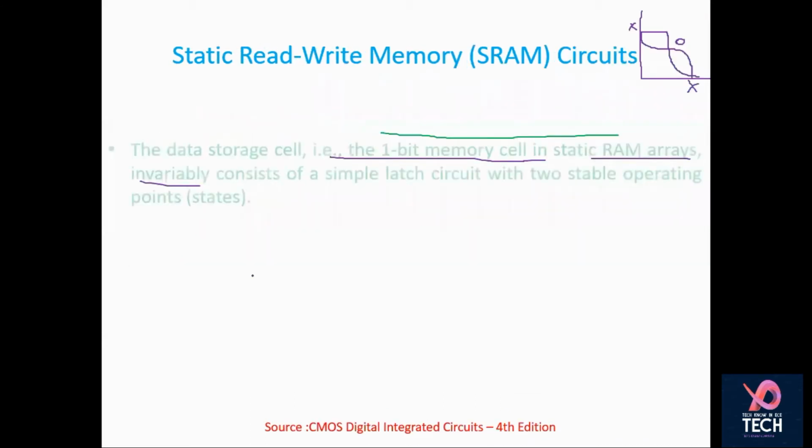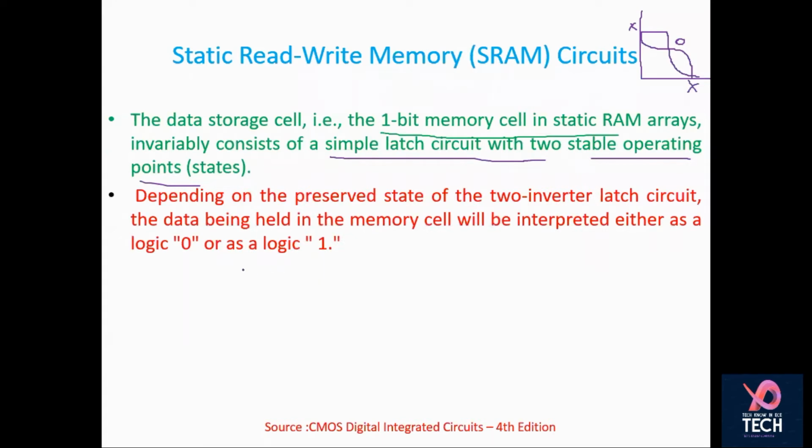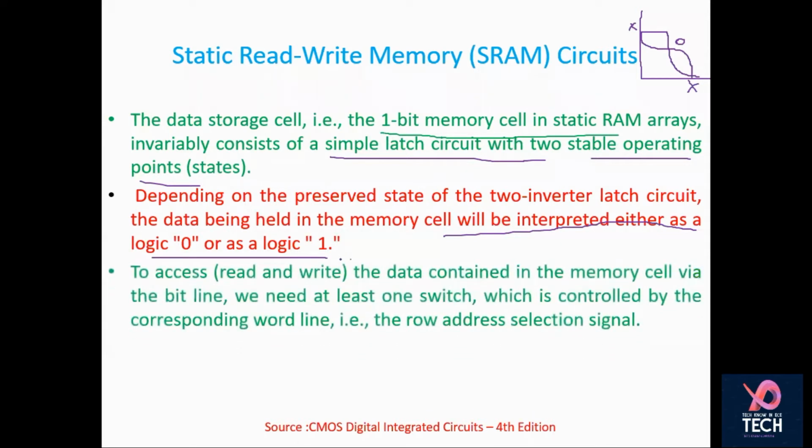That is being decided by the bit lines. Second thing is, depending upon the preserved state of the two inverter latch circuit, the data being held in the memory will be interpreted either as 0 or 1. So that is another issue, that how you are going to actually assess the data, that we are going to discuss in the coming slides, that what is the preserved state in the node and how you are actually going to interpret it.